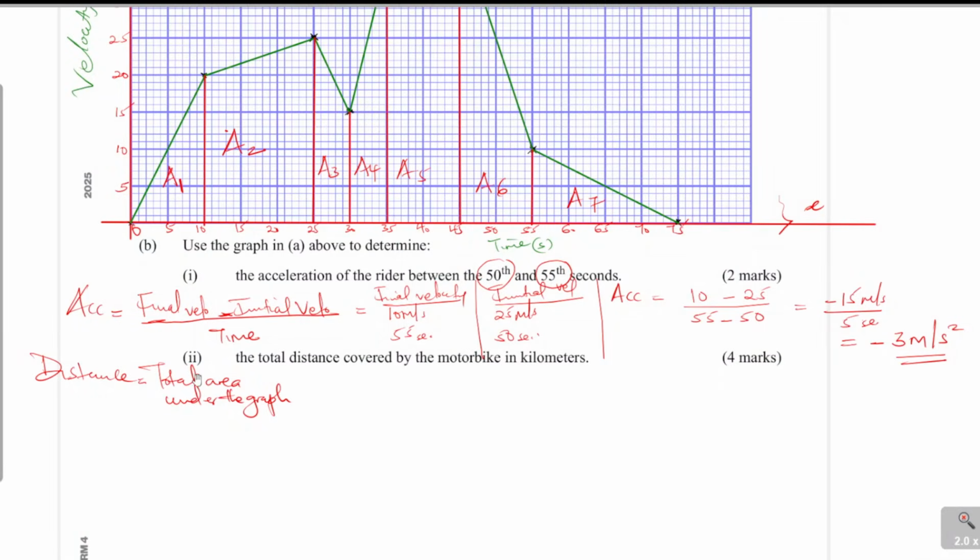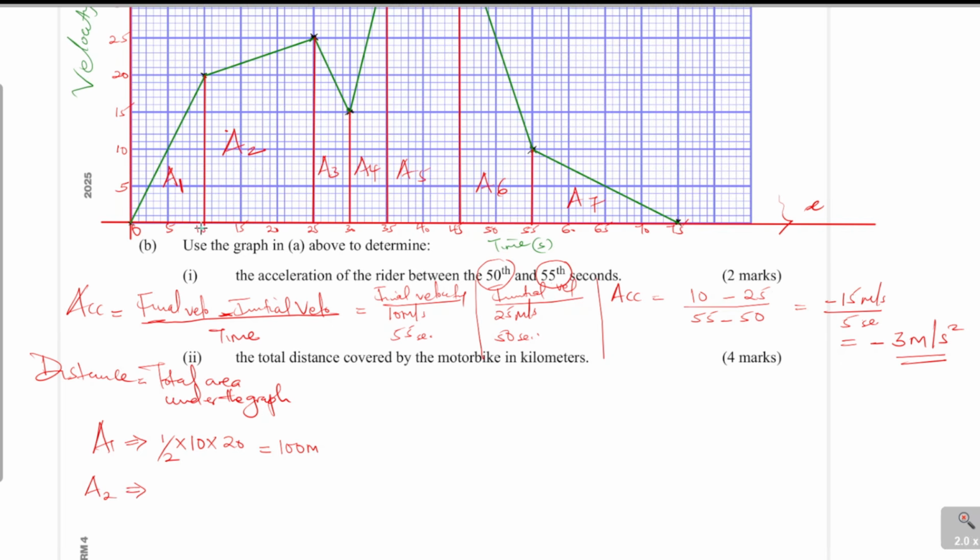So area 1 is a triangle. The area is given by half times the base. The base is from 0 to 10, that is 10, times the height. The height is from 0 to 20, that is 20. So that will give 100 meters.